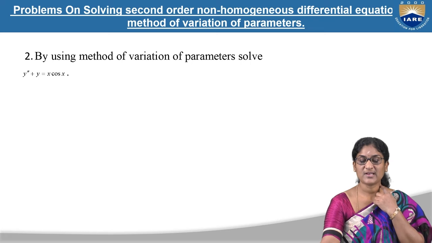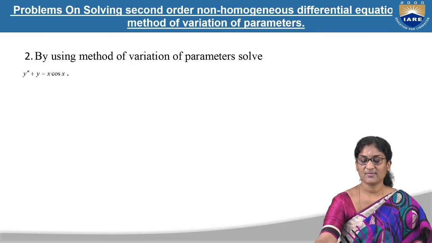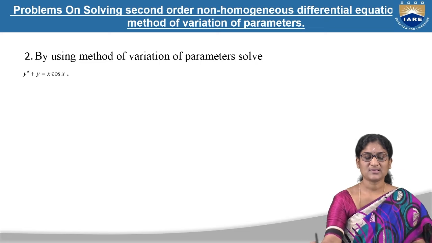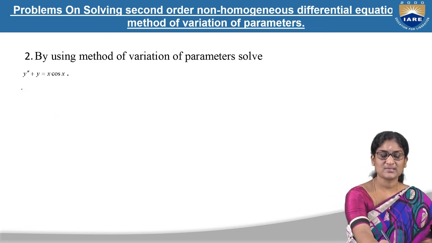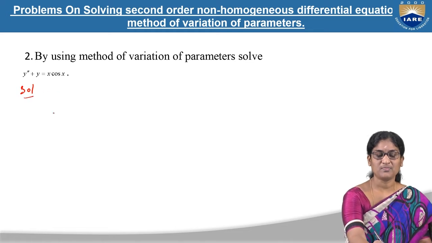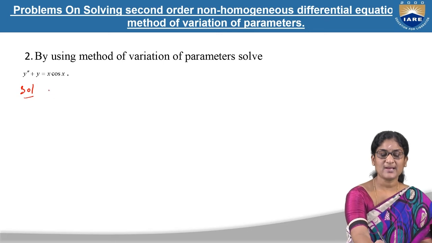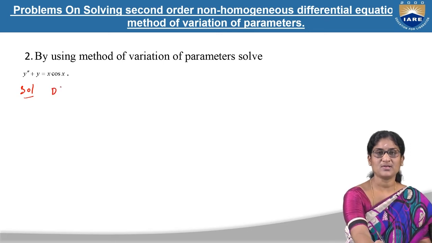Similarly, we'll go for the next equation: y double dash plus y is equal to x cos x. Let us do the problem using the method of variation of parameters. Now, rewriting this in standard form, we get D square plus 1 into y is equal to x cos x.